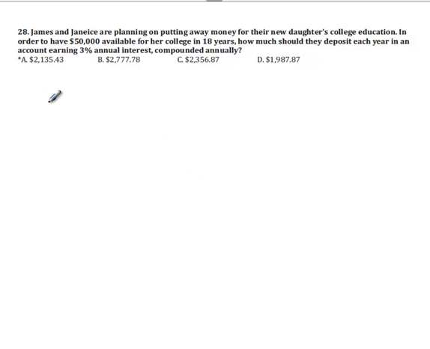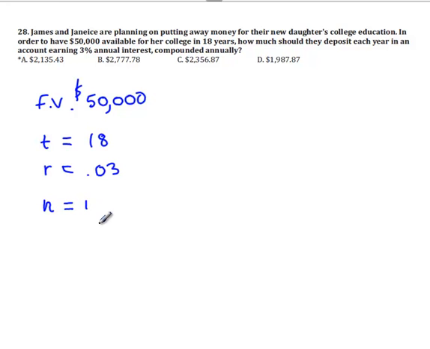So, we know the following. Future value is $50,000. They want to have $50,000 in this account. The time is 18 years. The rate is 3%. It's compounded one time per year.